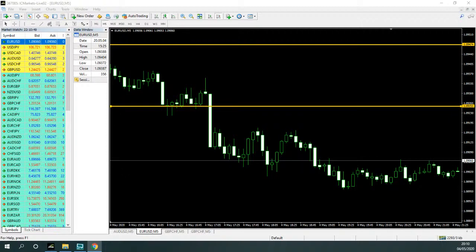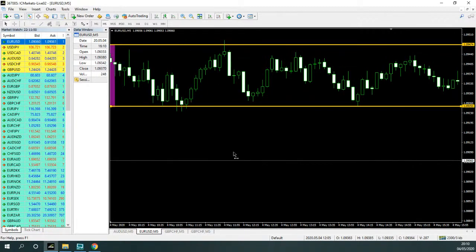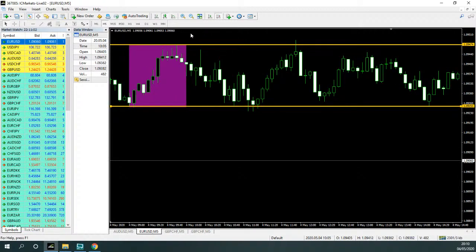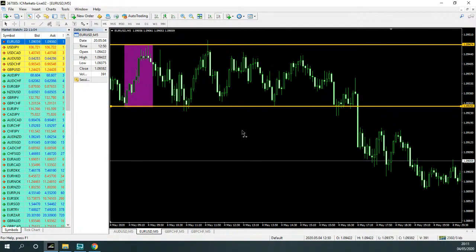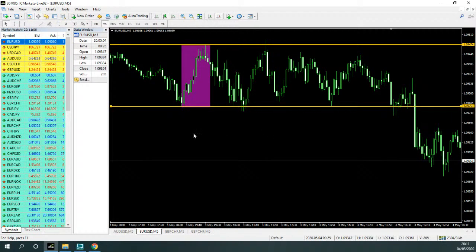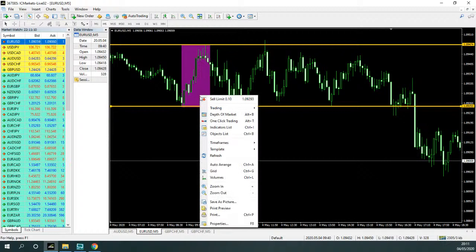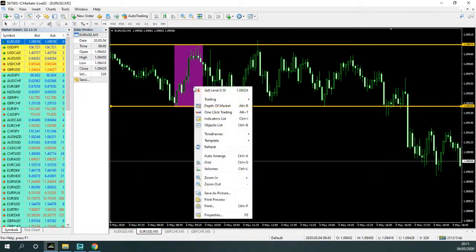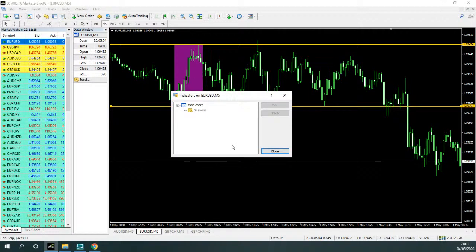Okay, ladies and gentlemen, so let's repeat ourselves. Let's start from the beginning. So this is the candle, and this is the chart, and this is our indicator here. I hope you can see now.